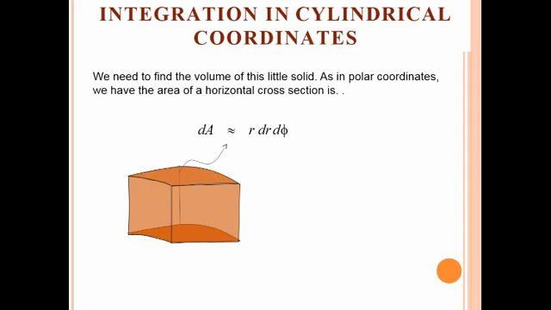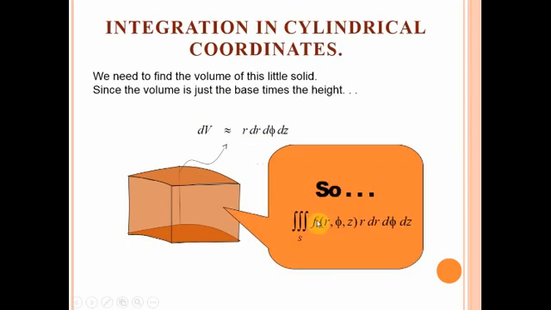And the small volume of this little solid will be r dr d phi dz, so we can multiply this. If we integrate it over the complete volume, it will be the triple integration of f(r, phi, z) r dr d phi dz. So this way we can find the value.